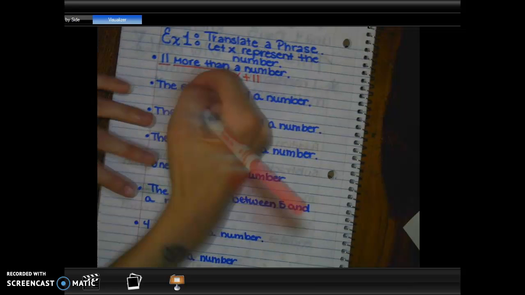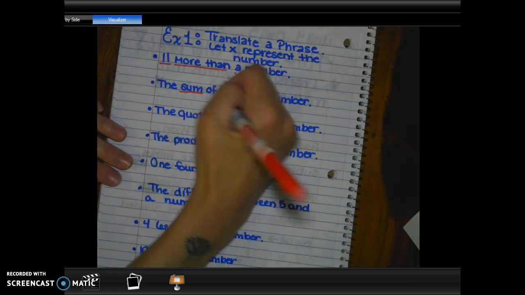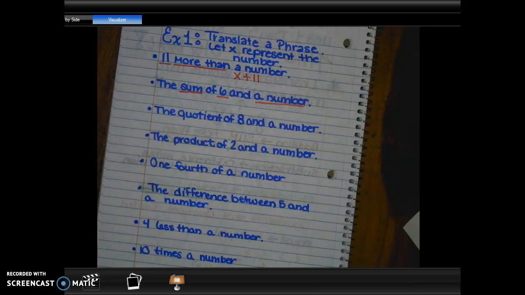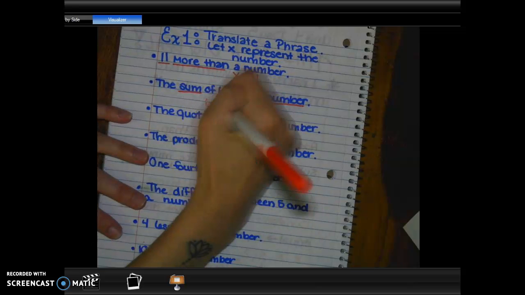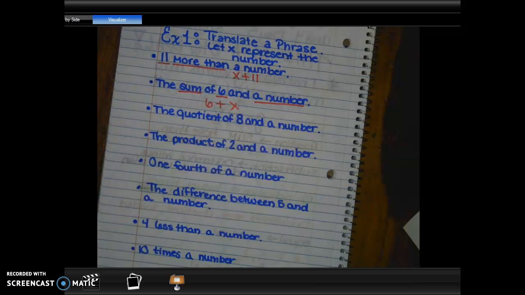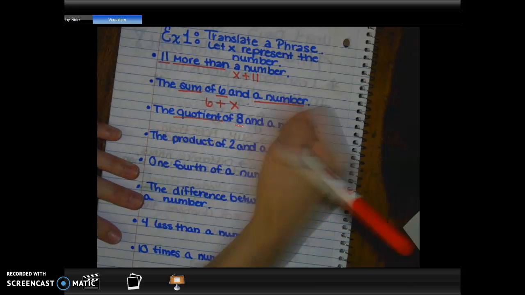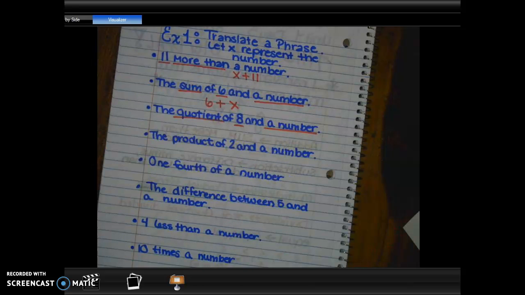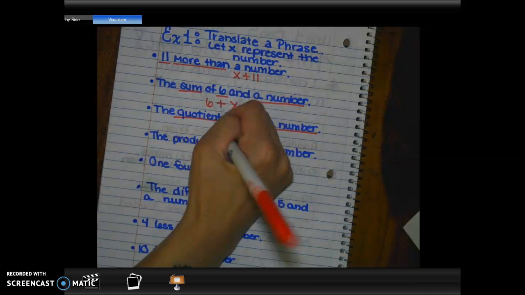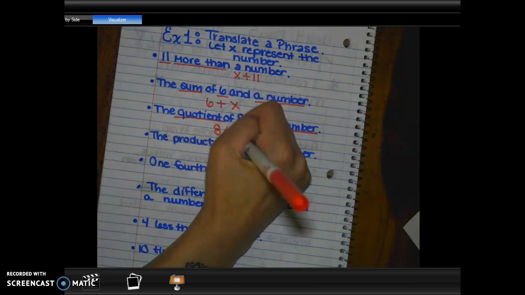All right, let's do this one. The sum of 6 and a number. So since we're not using an addition phrase like more than, sum means that we can write it in the order that it appears. So if it's a sum, that means addition. So we can just say, okay, 6 plus a number, which is X. Okay? All right, here we go. The quotient of 8 and a number. So we're talking about division here because it says quotient. So we're going to say, okay, 8 divided by X.